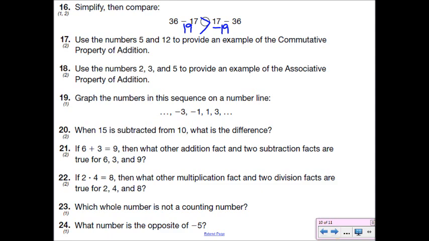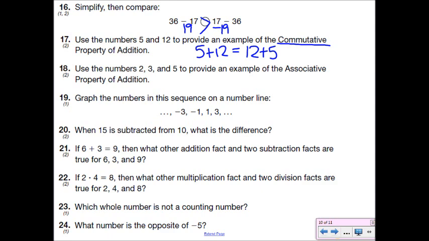Use the numbers 5 and 12 to provide an example of the commutative property of addition, which is what we just talked about in problem 15, I believe it was, that the order that you put things in doesn't matter. That works for multiplication and addition. So I can do 5 plus 12, but that's also the same thing as putting them in the opposite order, 12 plus 5.